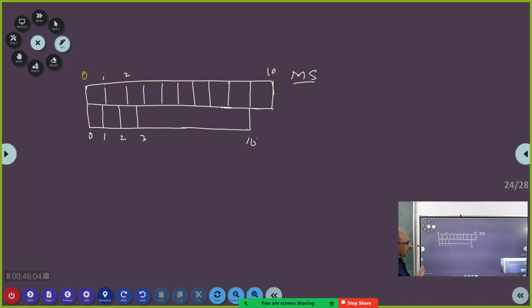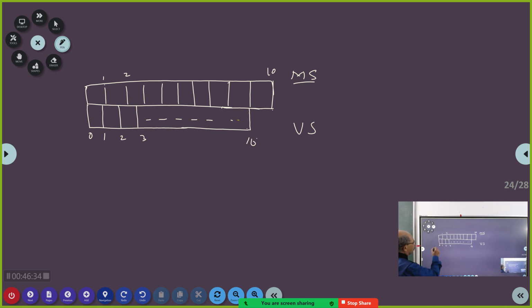I can't draw it properly, but there will be divisions here. There will be 10. So what you have to see here is that 9 divisions on the main scale correspond to 10 divisions on the vernier scale. This is how the vernier is going to look, correct? Yes, sir.